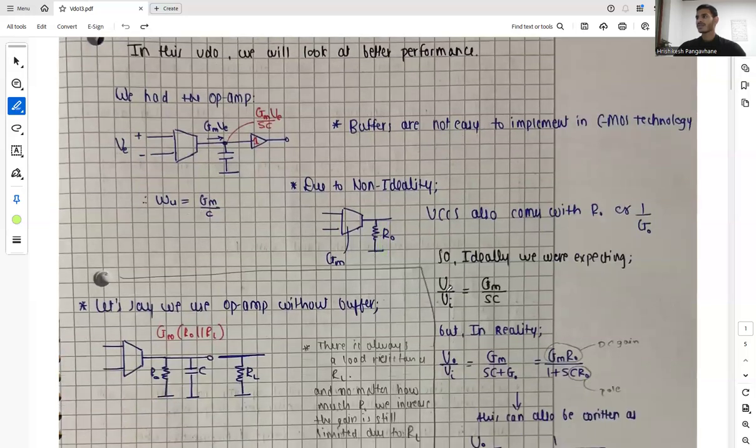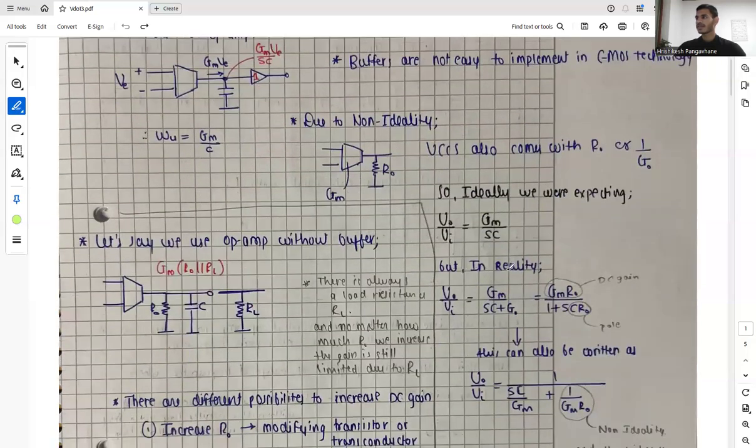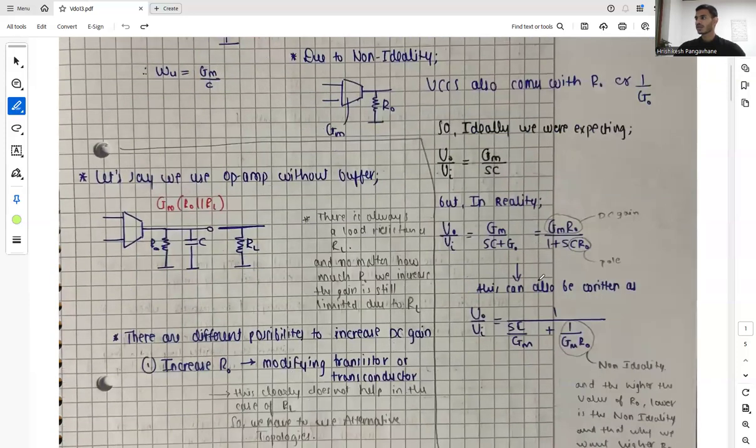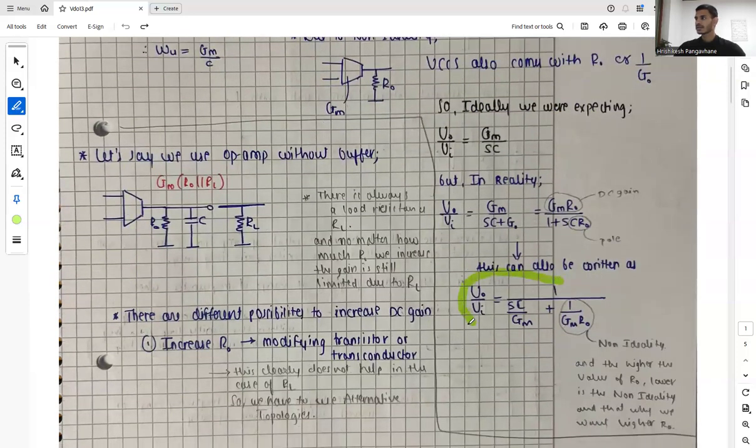So ideally, we were expecting the transfer function as gm by sC, but in reality we are getting the transfer function as gm by sC plus g naught, and sC plus g naught is basically a parallel combination of impedances, the total impedance. We can rewrite the equation in this format where we get the DC gain and 1 plus s times the inverse of the pole. This also can be written in this form, where this is our non-ideality, and the higher the value of r naught, the lower the non-ideality, and that's why we want our r naught to be higher.